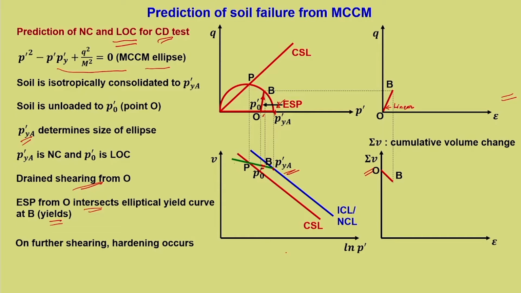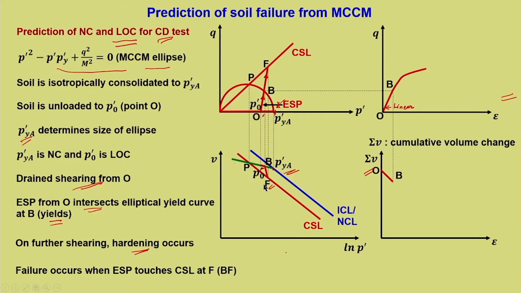Now, when it is further sheared from here, since it is NC and LOC, we know that strain hardening happens. So, failure occurs when ESP touches the critical state line at F, that is BF. So, this is the further extension of the path. It is very easy, that we have already seen before, and then it completes. So, it fails at F. So, from B to F it moves.